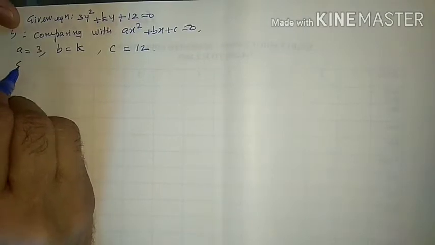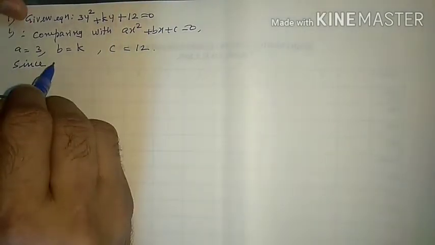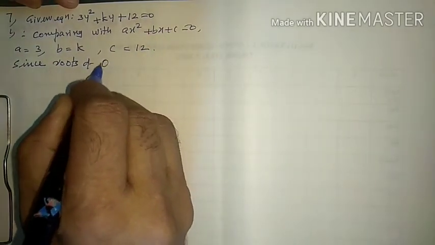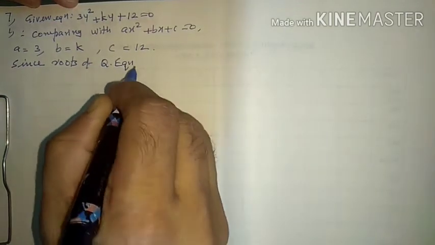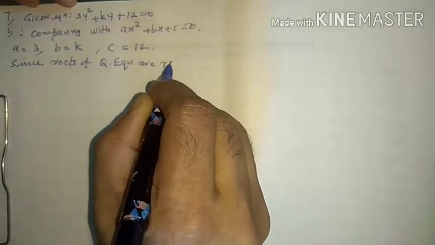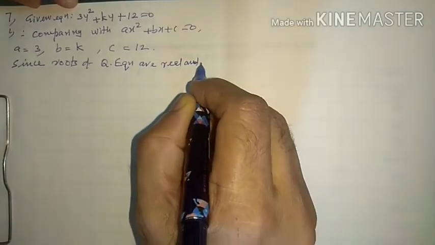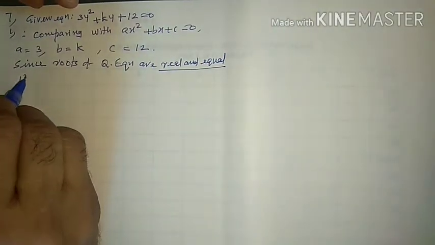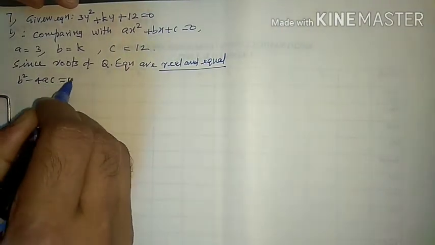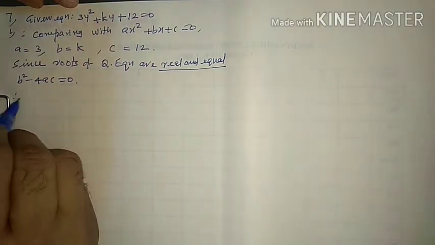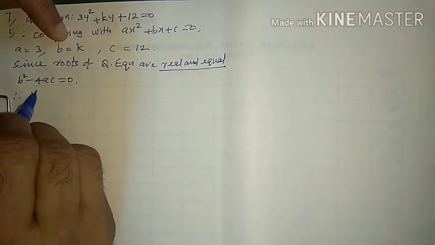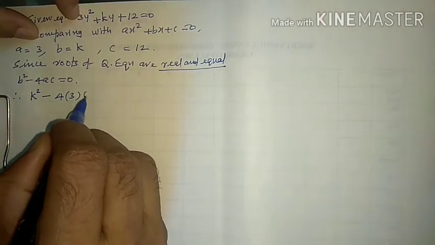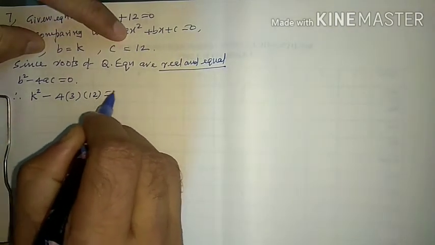Now we see directly. Since roots of the quadratic equation are real and equal, what happens? b square minus 4ac equal to 0. Therefore, b square, k square, minus 4 into a is 3, into c 12, equal to 0.